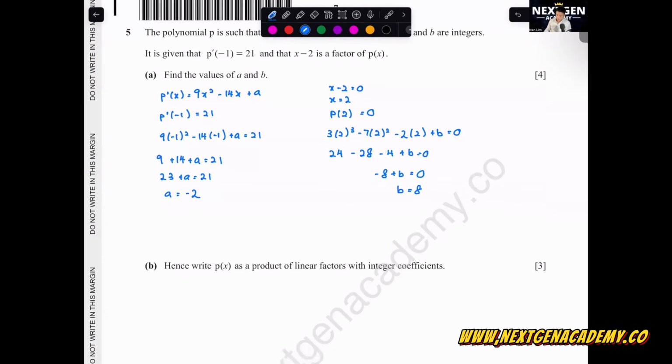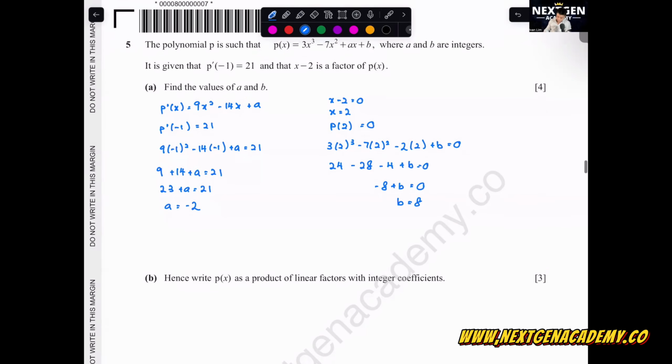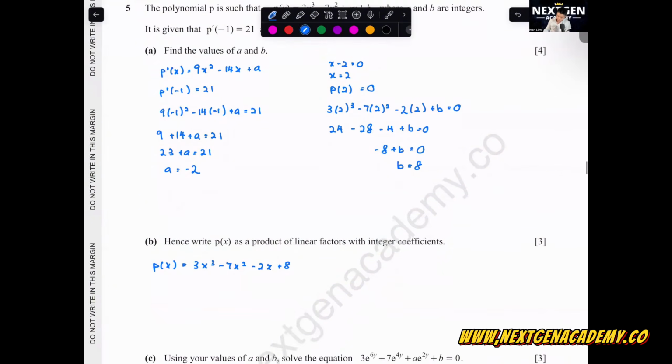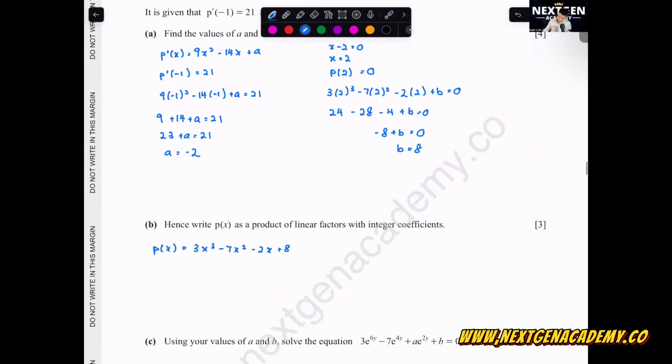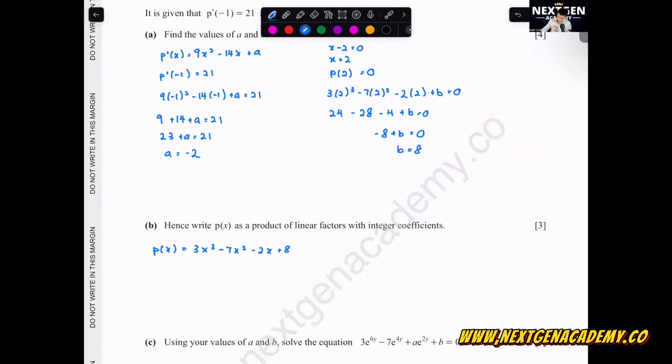Okay, then the next one, write this as a product of linear factors with integer coefficients. Now we have the p(x) value. Let's write down what p(x) is first. P(x) is 3x cubed minus 7x squared minus 2x plus 8. From here, we want to divide by x minus 2 because x minus 2 is a factor. So we'll write here 3x cubed minus 7x squared minus 2x plus 8 divided by x minus 2.